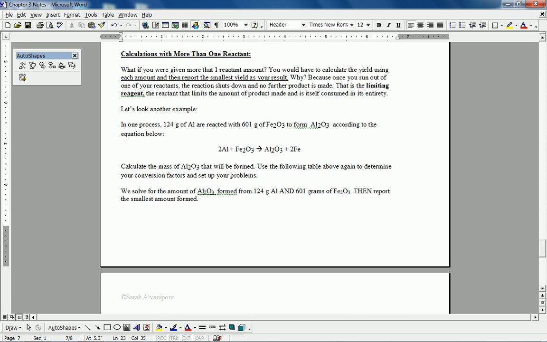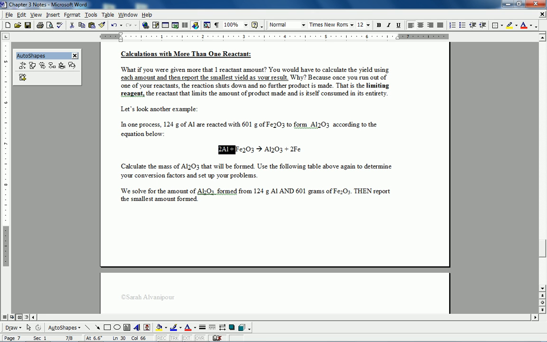Now the next thing we want to discuss is something called the limiting reagent problem. And a limiting reagent is the reactant that is basically going to limit the amount of your product that you're going to make. And the reason why and how it limits how much you make is because you run out of it. That reactant is consumed in its entirety in the reaction. And once you run out of it, of course, the process stops and you can't make any more product.